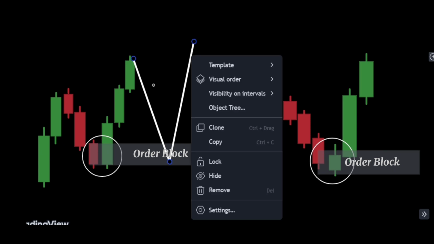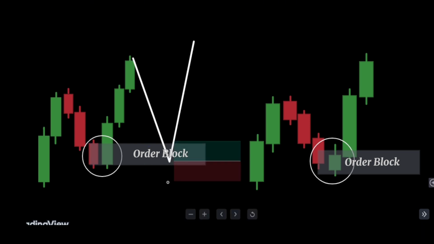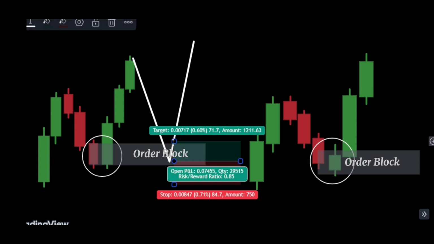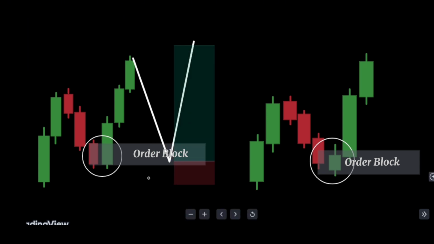So when the market returns to this area, what do you do? You take your buys from here. Your stop loss is just slightly below, and you aim for the highs. In this particular case, I've just made a risk to reward ratio of 1:5. So it is just that simple, guys.